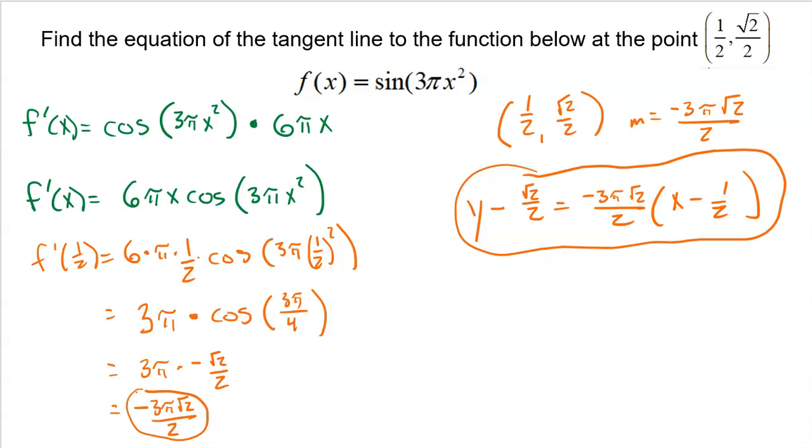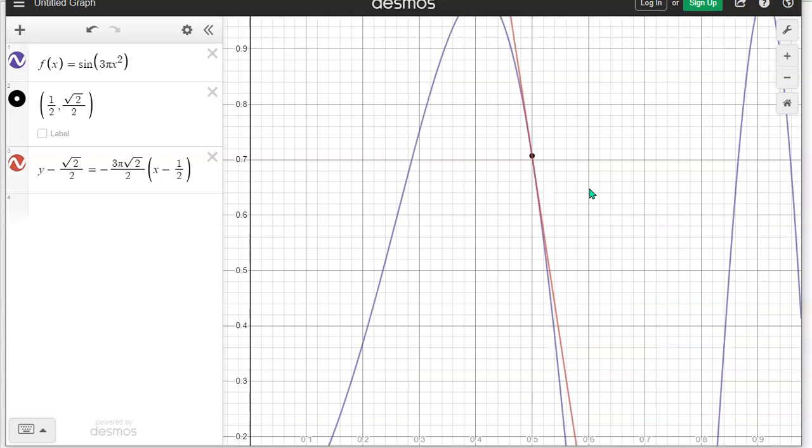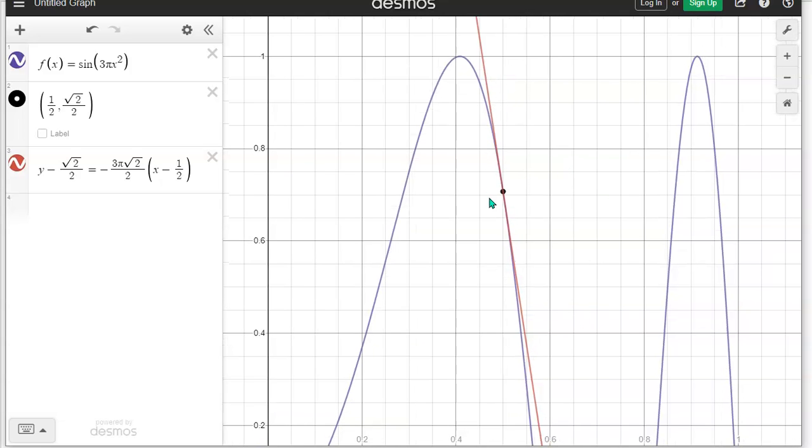Now I also do want to show you this one in Desmos as well. It's actually a really ugly function. So the original function I have in there, sine of 3 pi x squared, is kind of a cool looking sinoid function. And I graphed the point 1/2 comma radical 2 over 2. You can clearly see that point right here is on the function. And then I also graphed my final answer, which is the red line that is tangent to the function at that point. You can even zoom in, and it's really nice to see that it is definitely tangent to the function at the point 1/2 comma radical 2 over 2. Pretty cool. So that's it, guys.